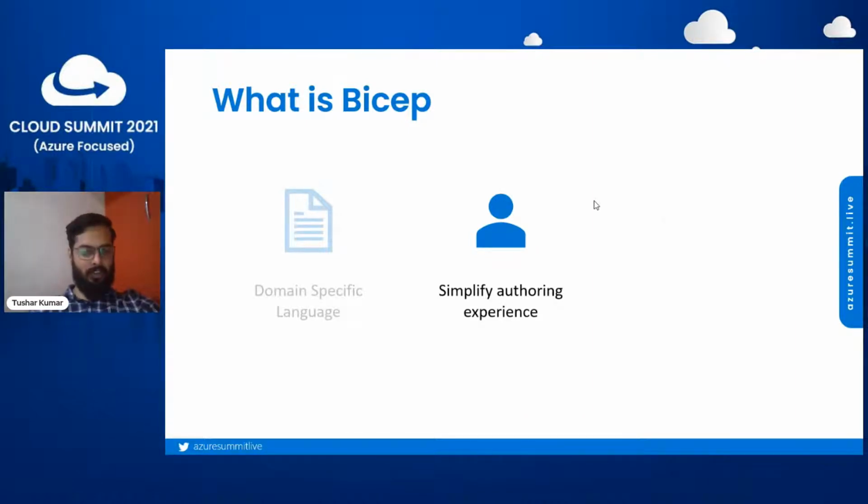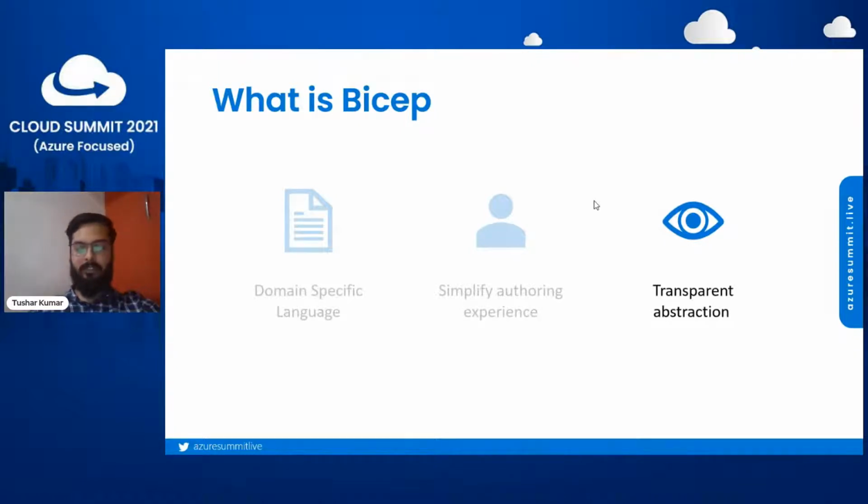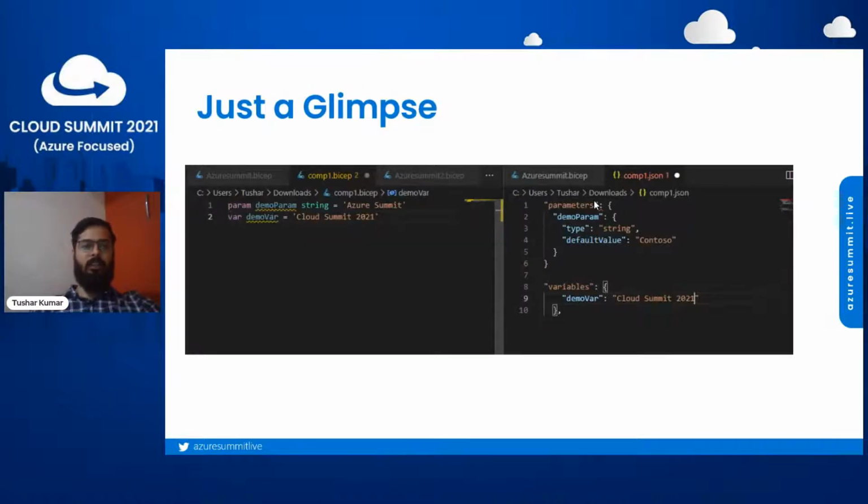So it simplifies your authoring experience, and you'll have a transparent abstraction. Bicep has come with multiple new functionalities, like you can divide your code into multiple modules. We have been doing it with multiple programming languages as well, right? So we can divide our code into multiple modules, and then we can reuse them, and we will be able to achieve our state quite transparently. Okay, just a glimpse of it, just a quick view.